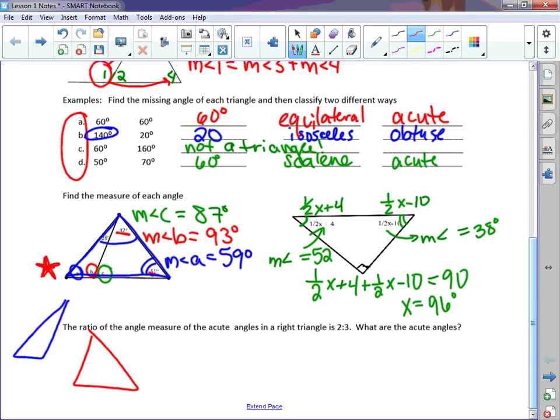Doesn't matter if it's accurate in its representation. And they tell us it's a right triangle. I'm going to try to make it look a little more like a right triangle. Again, your picture doesn't have to be exact.